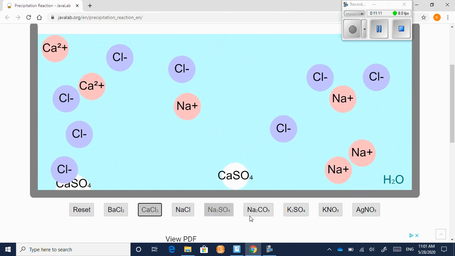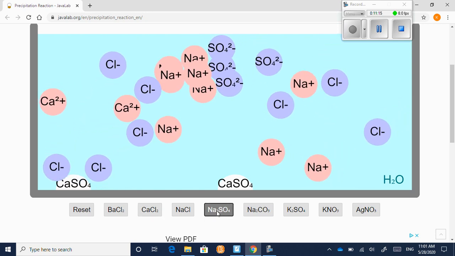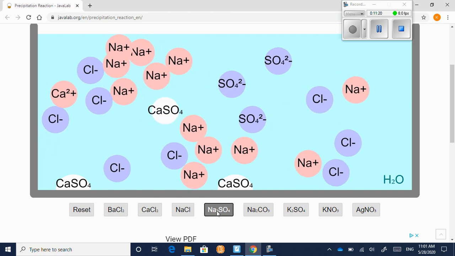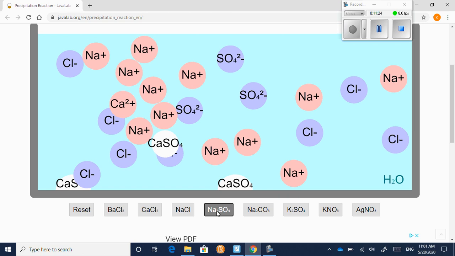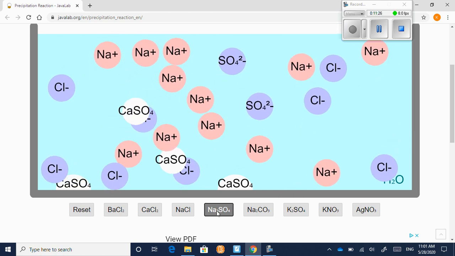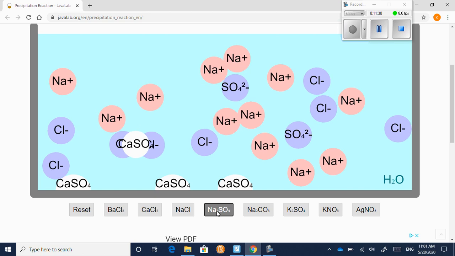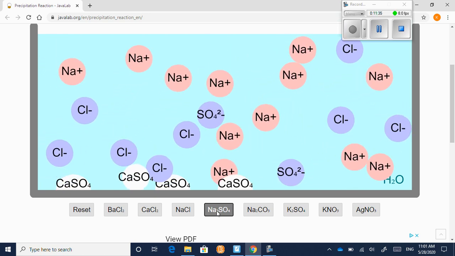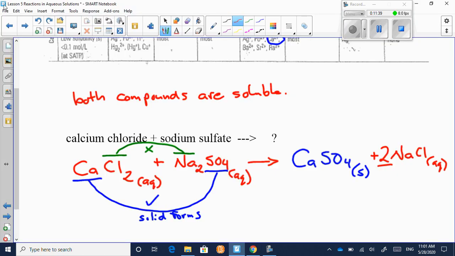Here, let me add a few more. Okay, so sure enough, they'll start floating around. Notice that the sodiums and the chlorines just keep floating. You know, nothing happens, but any of the calciums and sulfates that connect will fall to the bottom as a precipitate. Okay, so that's basically what happens in these reactions. All right.